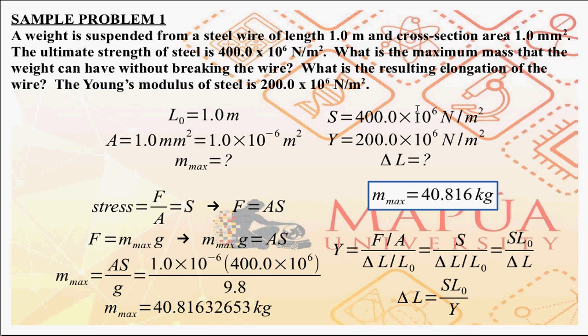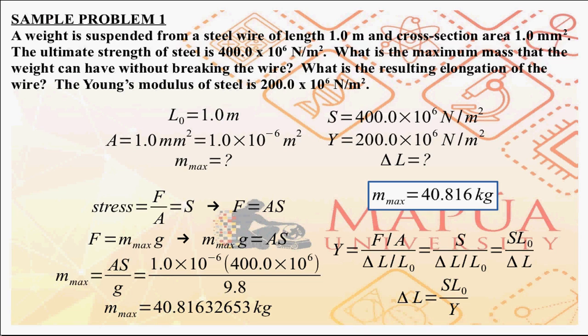Determining the resultant elongation of the wire, this is length deformation, so we use Young's modulus. Young's modulus is equal to stress over strain, is equal to F over A divided by delta L over L naught. Since the stress is just about to break the wire, stress F over A is just equal to the ultimate strength of the wire. So F over A is equal to S.